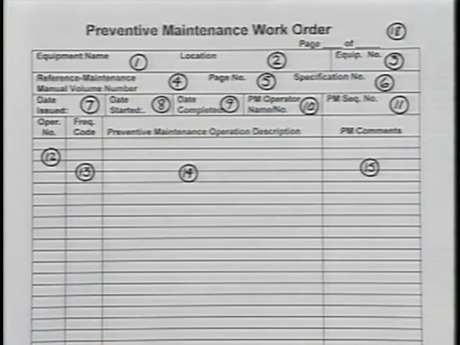And the right-hand column reflects the comments that we would anticipate receiving from the PM person or the craft individual that's performing this particular task. And here we're looking for not only time in and out on the job, but again, observations, findings, and recommendations for improvement. Then down at the bottom, we have the ability to indicate who originated this particular form and the date it was originated, and then the individual that approved the PM work order and the date it was approved.